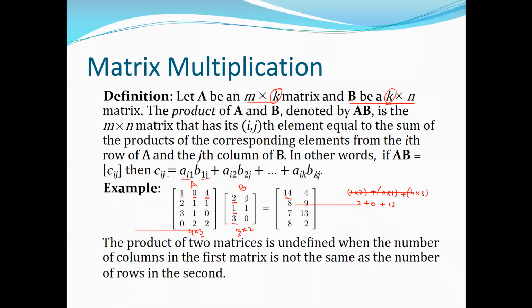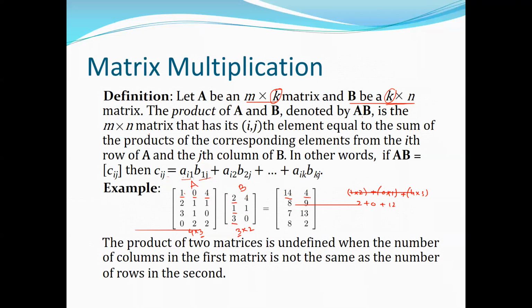So see how we obtain the second element, this one. Now we obtained this one. What we did, we multiplied the first row with the first column. Now we will multiply the first row with the second column to obtain the second element. So let's multiply. 1 into 4, second column. 1 into 4 is 4. 0 into 1 is 0. 4 into 0 is 0. So that means 4 plus 0 plus 0.